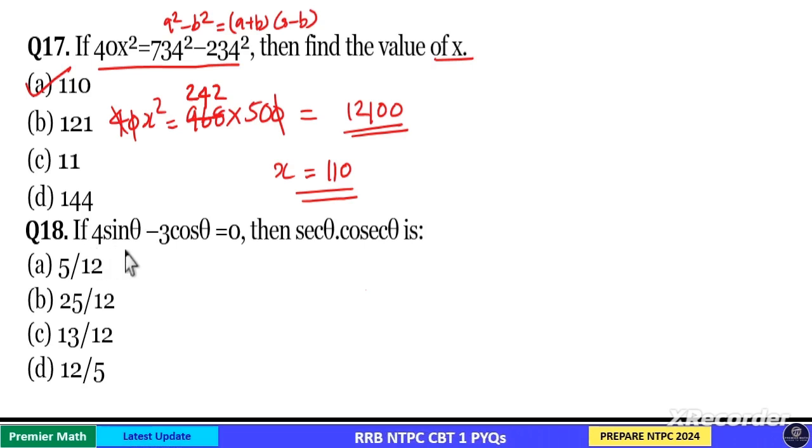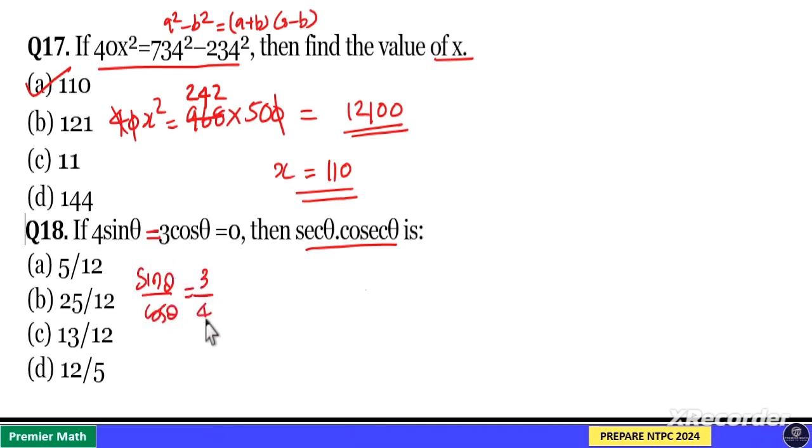Next is, if 4 sin theta minus 3 cos theta is 0, then sec theta into cosec theta is. Here 4 sin theta is equal to 3 cos theta, which means sin theta divided by cos theta is equal to 3 by 4, which is tan theta. Sin theta by cos theta is tan theta.